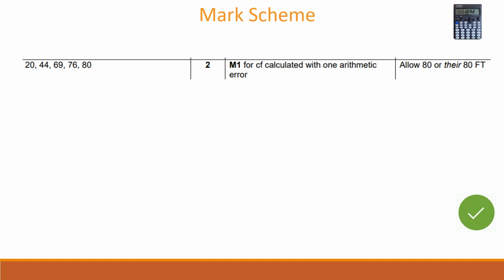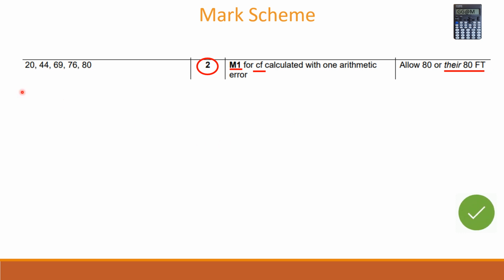The mark scheme on this question shows there are 2 marks. M1 is a method mark. CF means cumulative frequency. You can see there is 1 error allowed for 1 mark. And allow means that you are allowed the answer of 80 or their follow through of 80. So there means your answer, and FT is a follow through mark.